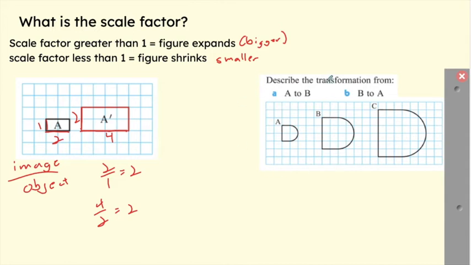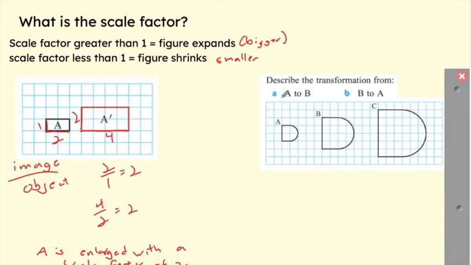Try to describe the transformation from A to B and B to A here. In this one I would say A is enlarged with a scale factor of 2. Try these ones, pause it, and then come back.